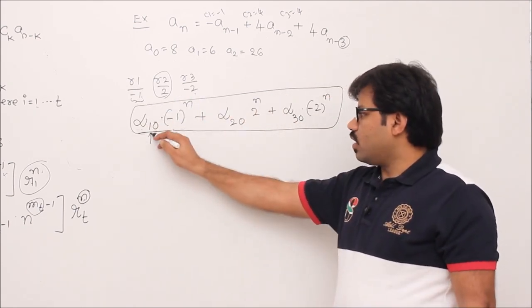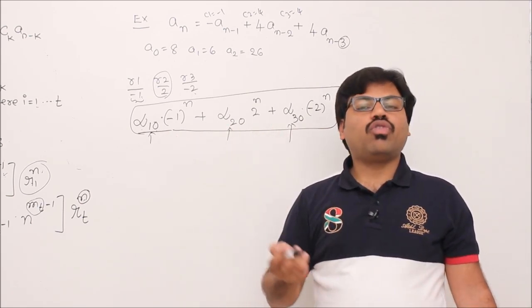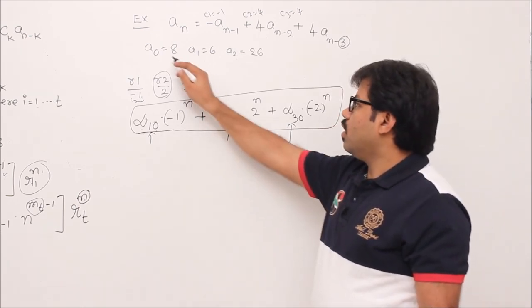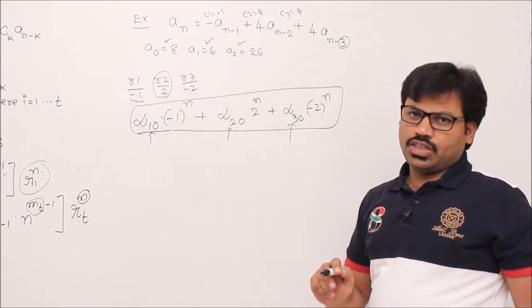Sir, what is alpha 1 0? What is alpha 2 0? What is alpha 3 0? These three are constants. We have to find them. How to find them? Using these hints. We have three base terms, right? A0, A1, A2. Let's use them.